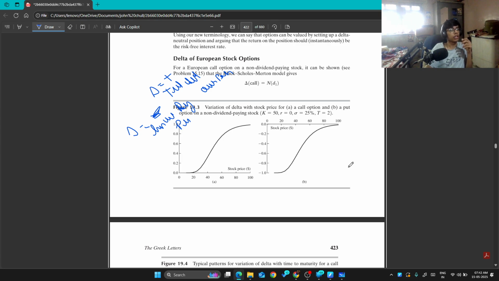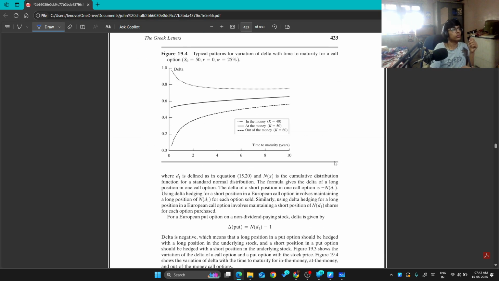Okay. And you can see the change of delta value. If it is in the money, K equal to 40, the delta value remains positive. At the money, the delta value is also constant at around 0.6. And out of the money, the delta value increased from 0 to 0.4 as the maturity increased. Yeah, that's simple.